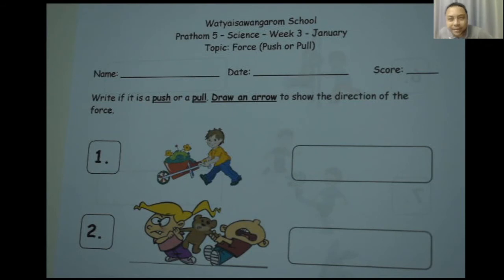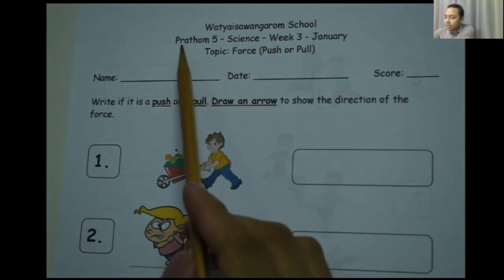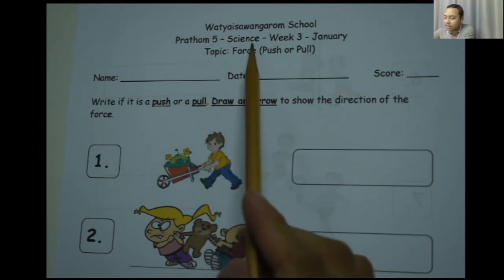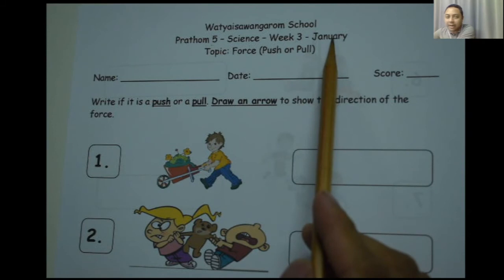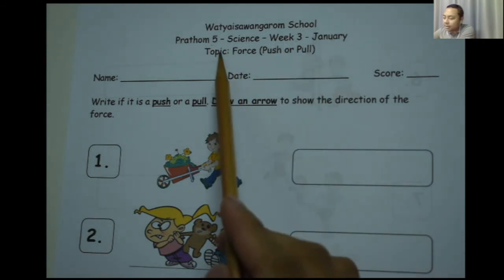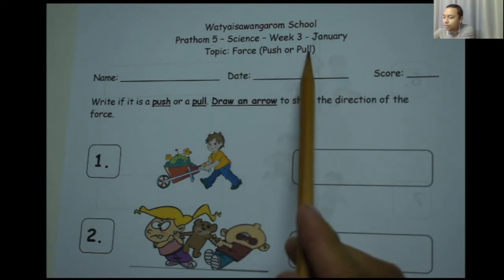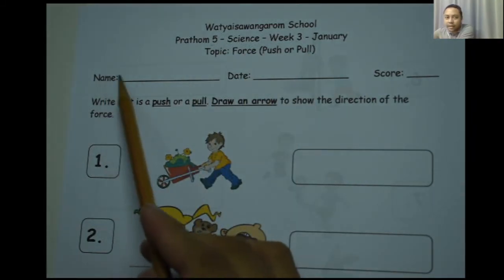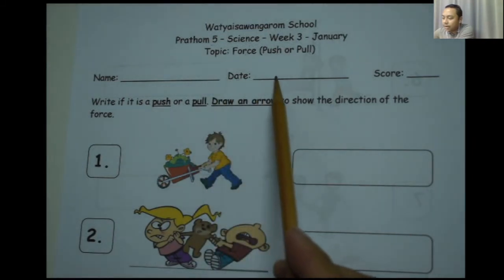Hello Prathom 5. It's time to answer your worksheet. This is your daily worksheet. Make sure that it is written here: Prathom 5, Science, week number 3, January. Okay, and the topic is about force, a push or pull. You write your name in here and the date that you answered this worksheet.